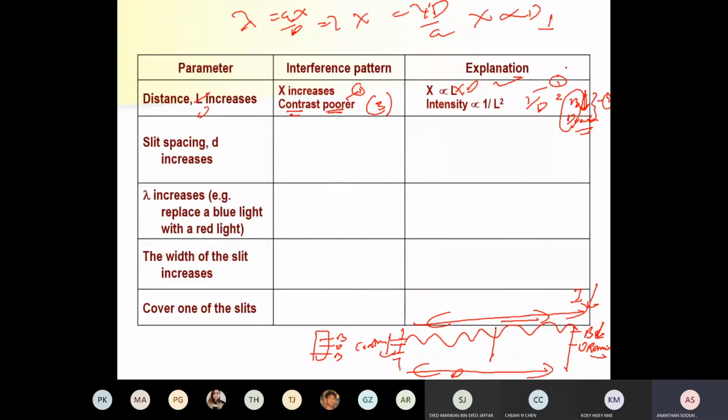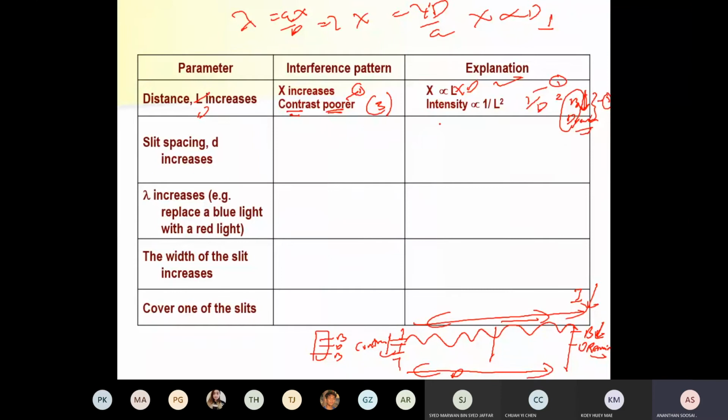Okay, so you got the idea. Any question for the first part? So the reasoning you have to remember. Now go for the second one. Slit spacing D increases. Lambda increases. Width of the slit increases.